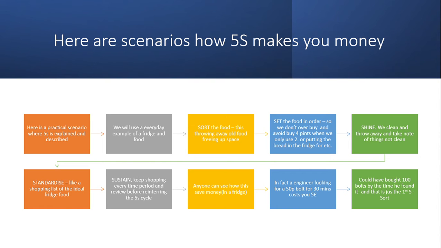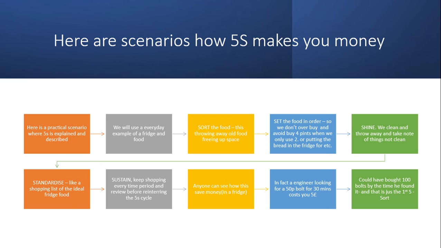Here are some scenarios on how 5S actually makes you money. So I'll use an everyday example of food in the fridge. First, you'd sort the food, throwing away old food and keeping in the fresh food, thus freeing up space. Next, we set the food in order so that we don't overbuy. So we avoid buying 4 pints of milk when we only use 2, or putting the bread inside the fridge as it extends its due date.